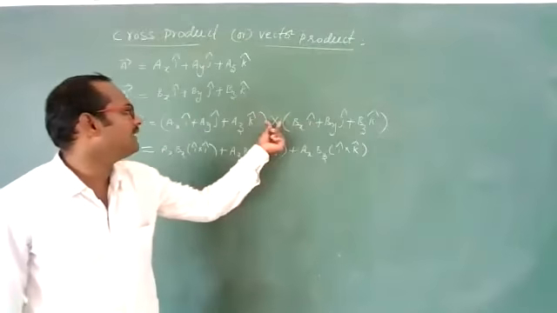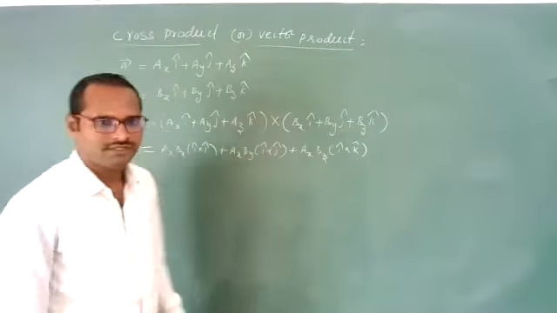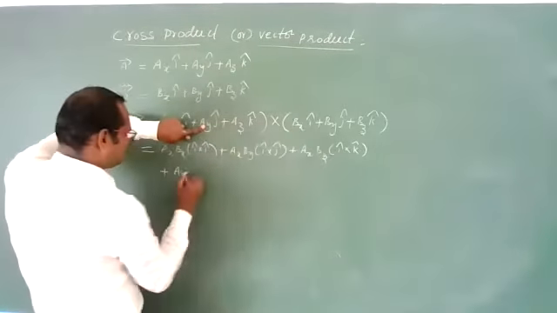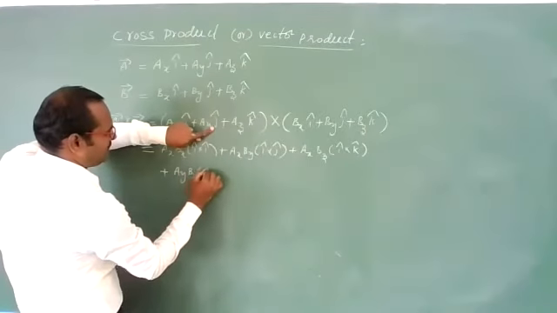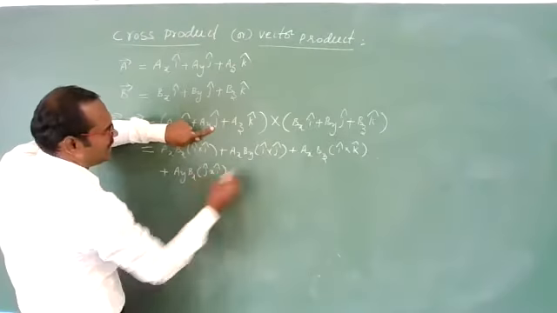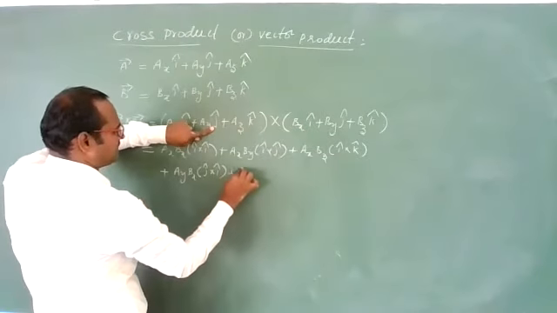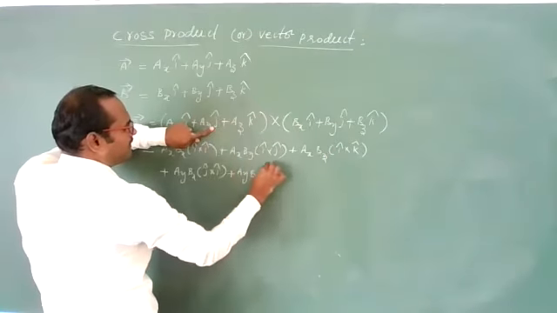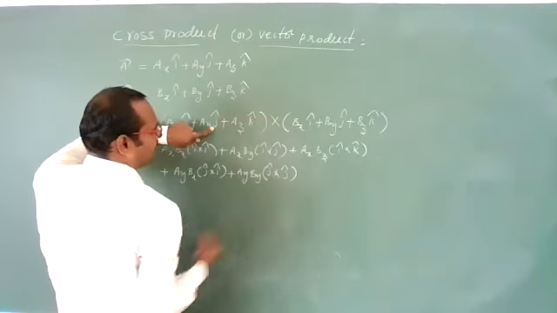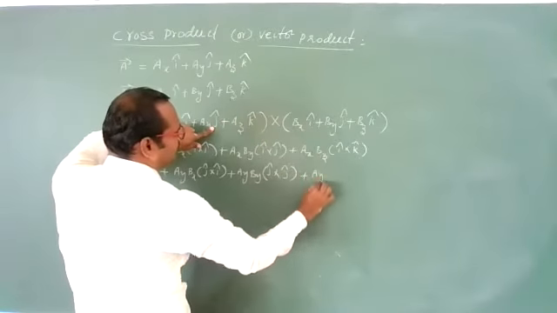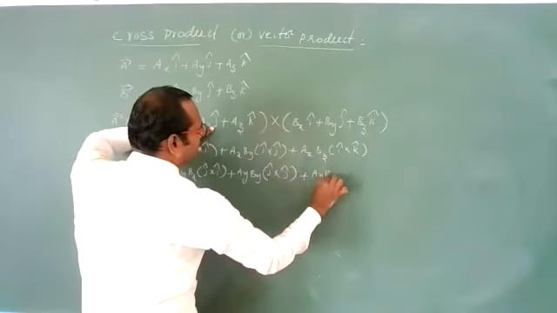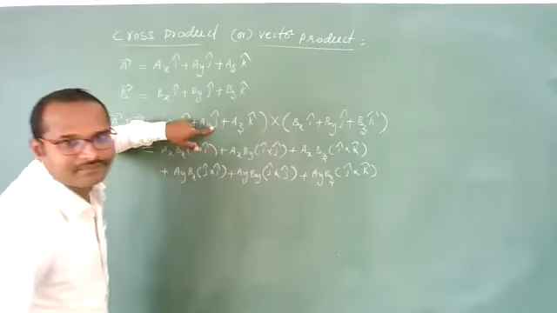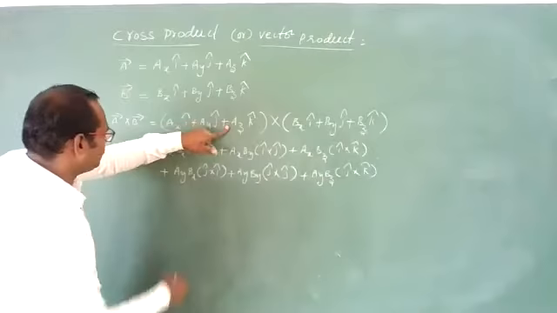So total B bar, I have taken cross product with A bar. Finished. Plus with this Ay I am doing Ay Bx. Ay is along J cap, cross Bx is along I cap. Plus Ay By J cap cross J cap. Plus Ay into Bz J cap cross K cap. Bz is along K cap. Are you understanding, students?